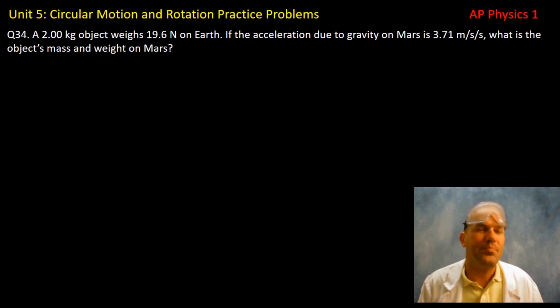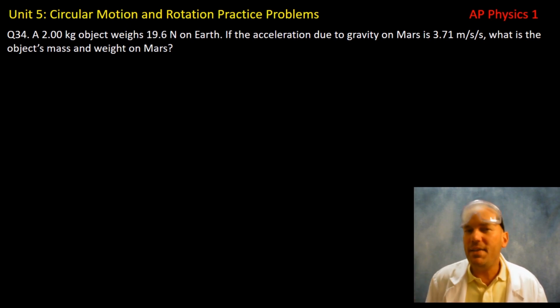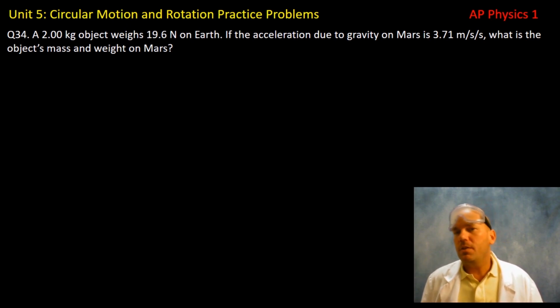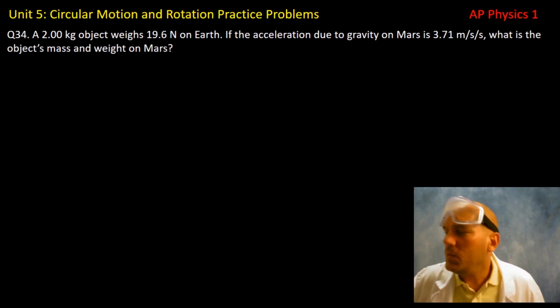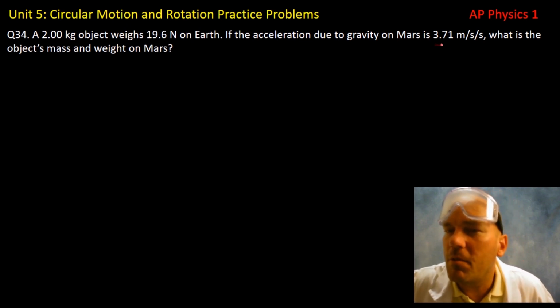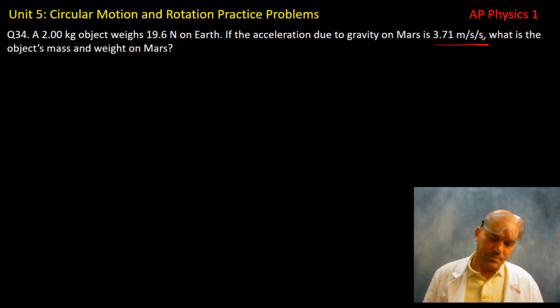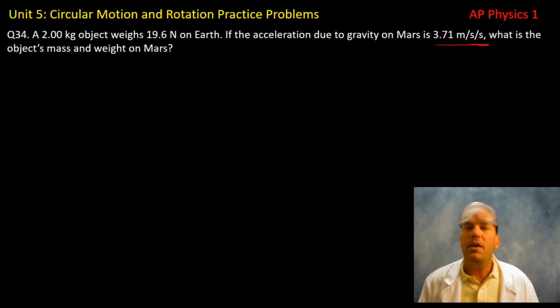Question 34. We have a 2-kilogram object. We have its weight on Earth. If the acceleration due to gravity on Mars is only 3.71 meters per second squared compared to that on Earth, what is the object's mass and weight on Mars?